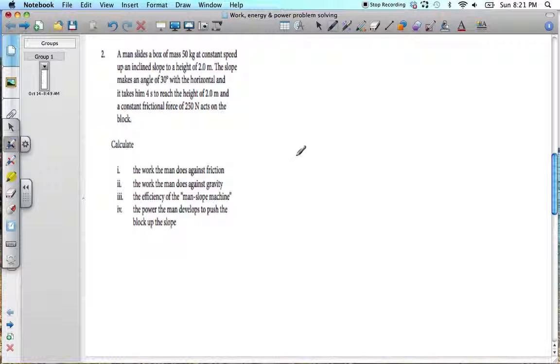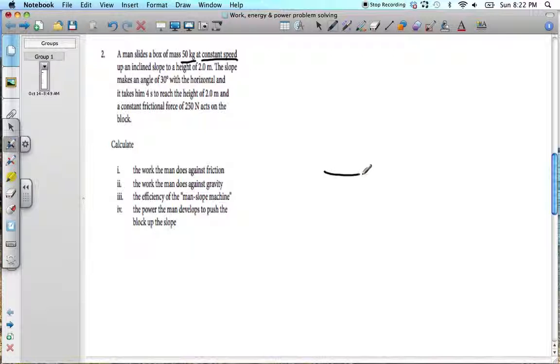Question 2 from the topic 2.3 questions from the textbook that I asked you to do. Here we're looking at a man who slides a box of 50 kg at constant speed. This constant speed is really important because it shows that the box is not accelerating, up an inclined slope to a height of 2 meters. The slope makes an angle of 30 degrees with the horizontal, and it takes him 4 seconds to reach the height of 2 meters. A constant frictional force of 250 newtons acts on the block.